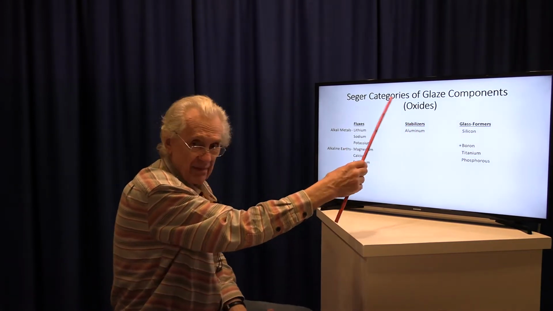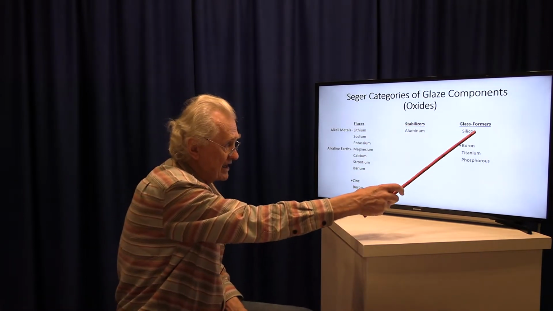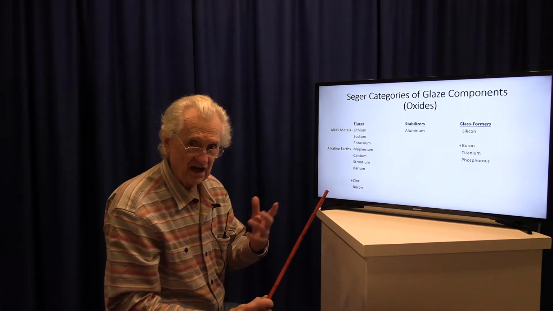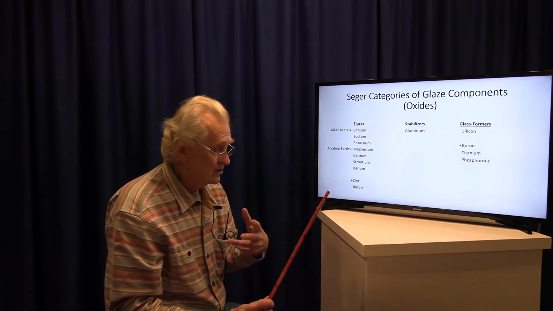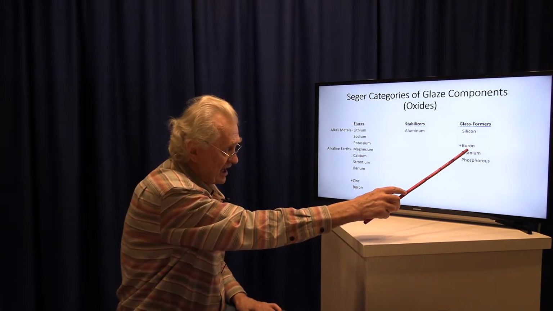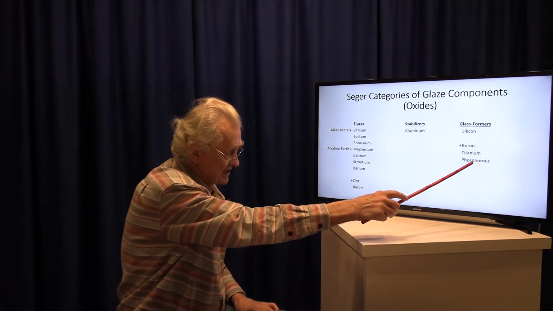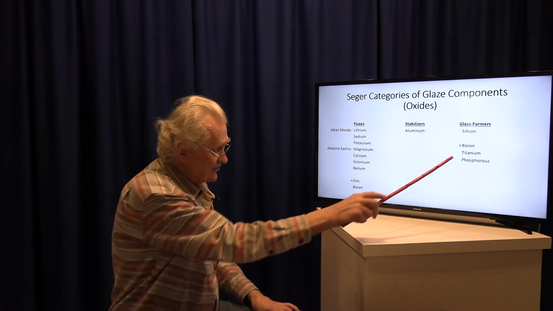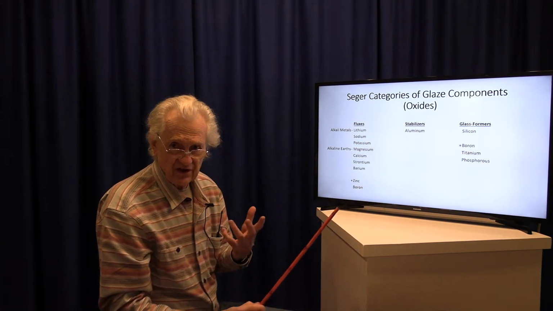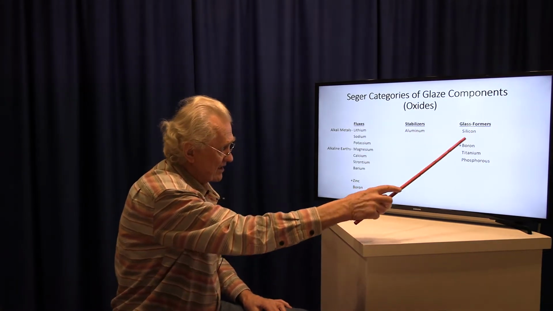The stabilizers, the main stabilizer is going to be aluminum oxide. And then the glass formers, again, the main glass former is going to be silicon oxide, or more properly, silicon dioxide, SiO2, which is silica. But also there are minor glass formers. Boron oxide actually forms a glass, titanium oxide can form a glass, and phosphorus oxide can form a glass. These don't comprise the bulk of a glaze. They're sort of additions and they create some special effects in the glaze, but our glazes are mostly silicon oxide or silicon dioxide.